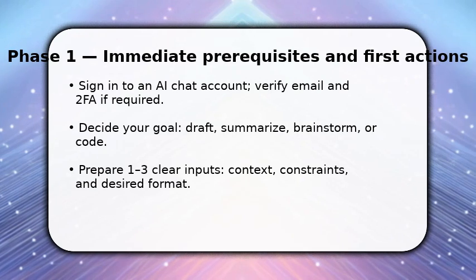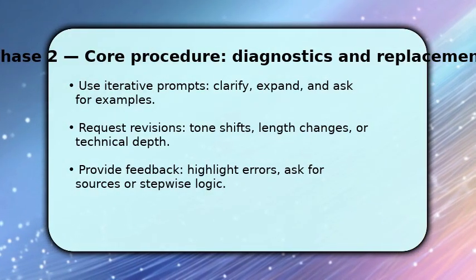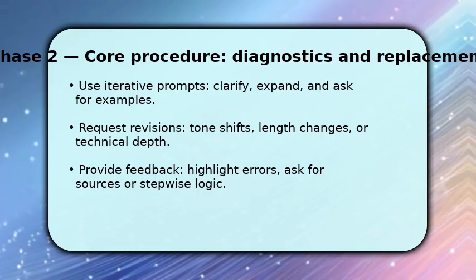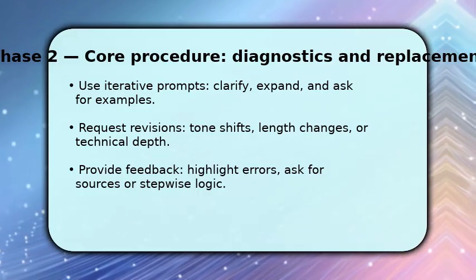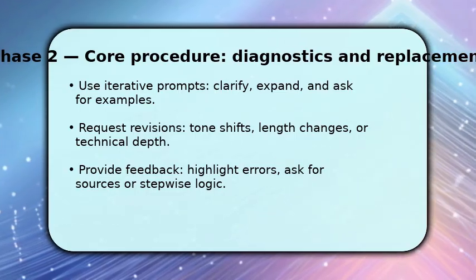Now refine the draft with targeted requests. Ask the chat to expand a section, provide examples, or simplify technical terms. Explain why you need each change. If the output is too long, say, shorten to 150 words and keep key points.